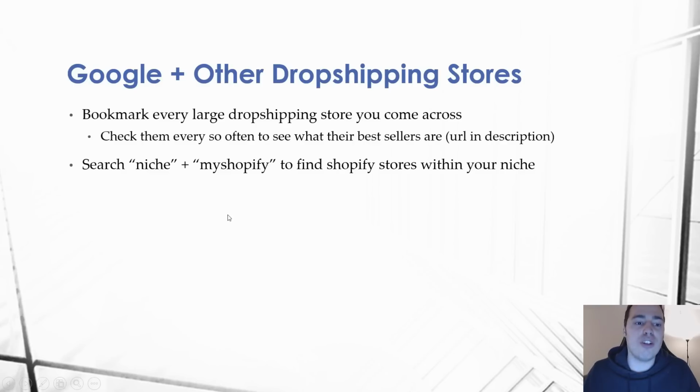So the next method we're going to cover is Google and other dropshipping stores. The first thing you want to do is bookmark every large dropshipping store you come across. Now you only want to bookmark general stores or stores that have a lot of products. If it's a single product store, you don't really need to keep an eye on it because they only have one product. The point of keeping an eye on these stores is to check back every once in a while to see what they're selling, to see if they have a new trending product.